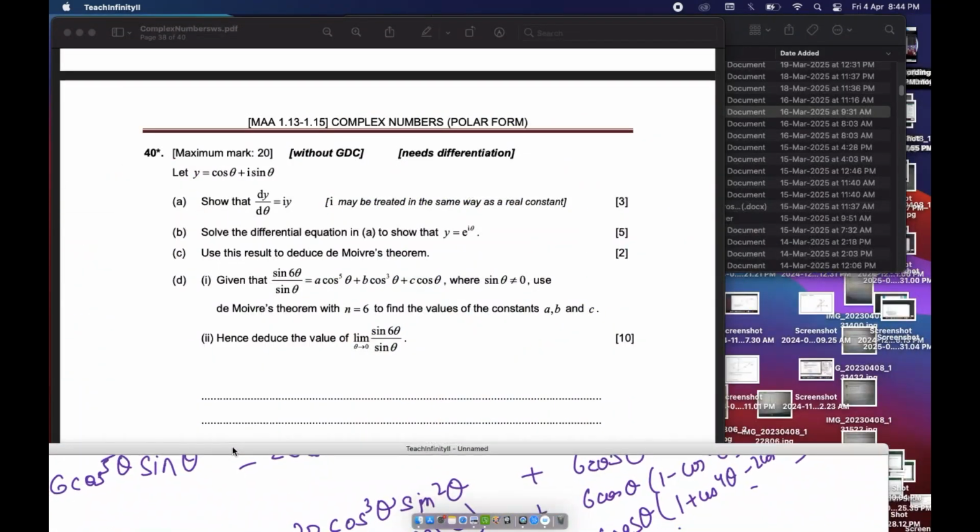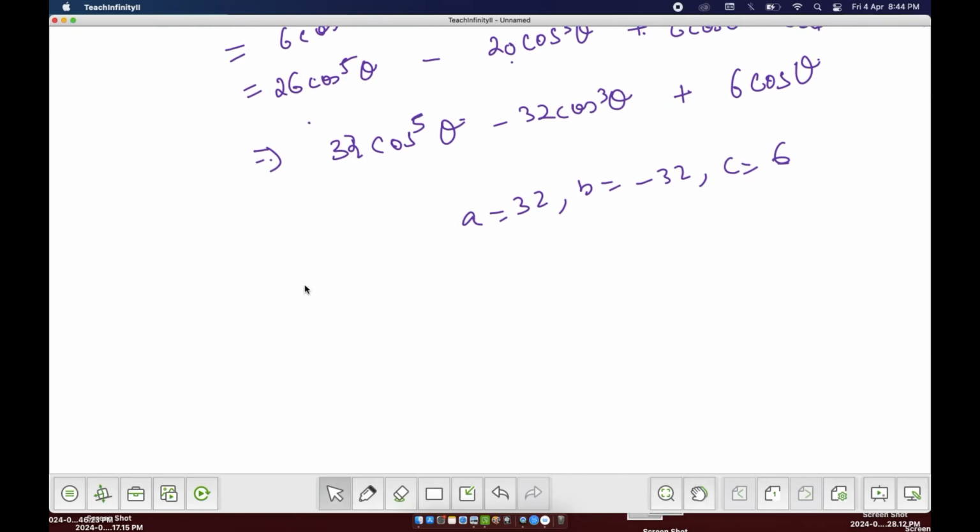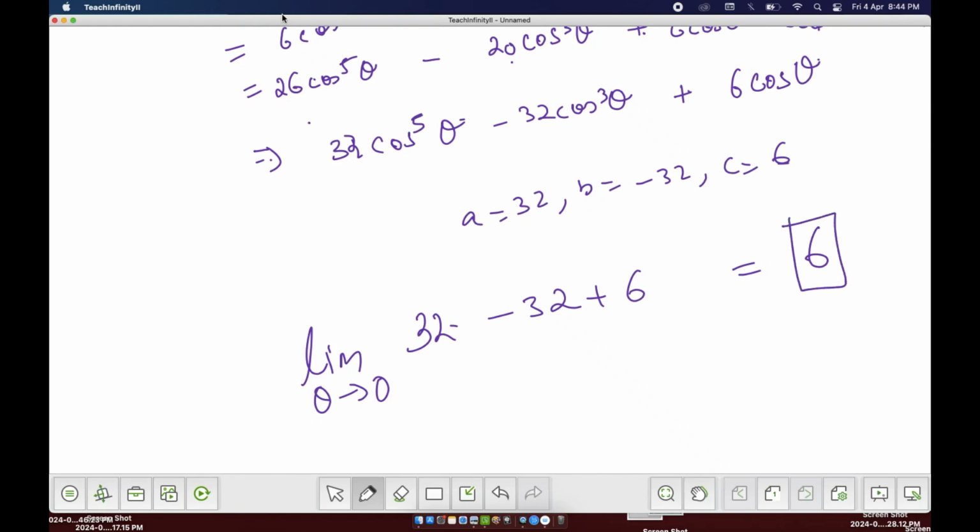Then the second part is to evaluate the limit as theta tends to 0 of sine 6 theta upon sine theta. So basically, we have to just put the limit theta tending to 0 on this. Limit theta tending to 0, cos 0 becomes 1. So all of this will become 1. So 32 minus 32 plus 6, the answer is equal to 6 for the second part. Yeah, I think this should be just 2 marks.